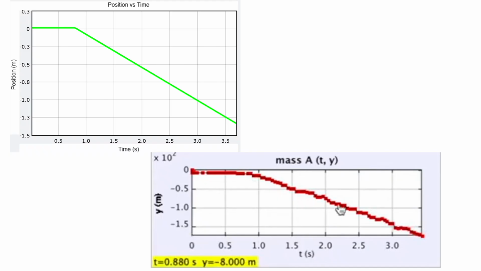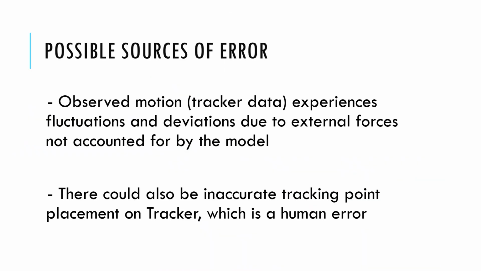This difference is likely caused by the unmodeled external forces acting on the Slinky's ends, for instance, the varying tension at the top and the bottom. At early times, the Slinky's weight and internal tension balance, producing the initial stationary behavior. So possible errors include the unmodeled external forces affecting the Slinky's motion, which could cause the Tracker data to deviate from the ideal simulation. In addition, small inaccuracies in placing the tracking points frame by frame can introduce human error into the measured trajectory.